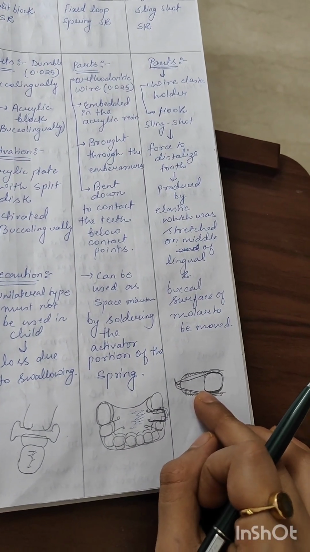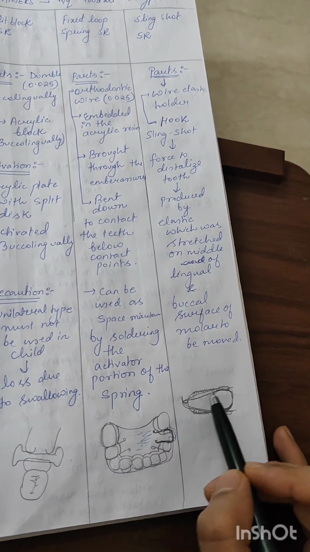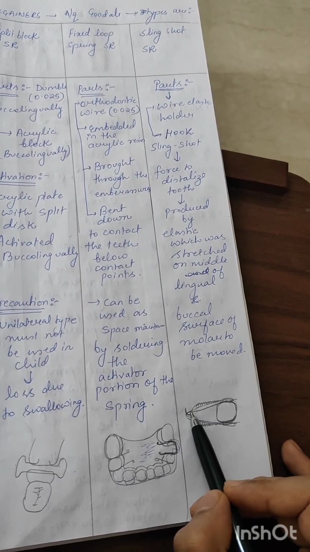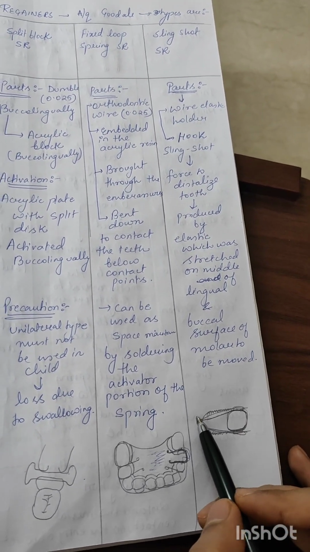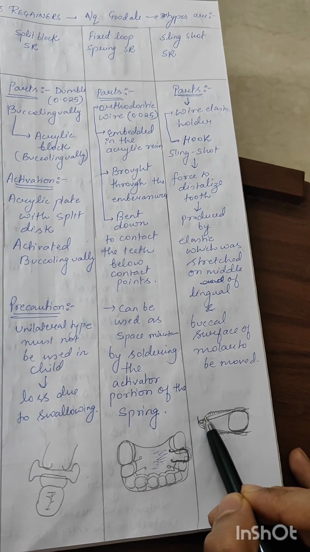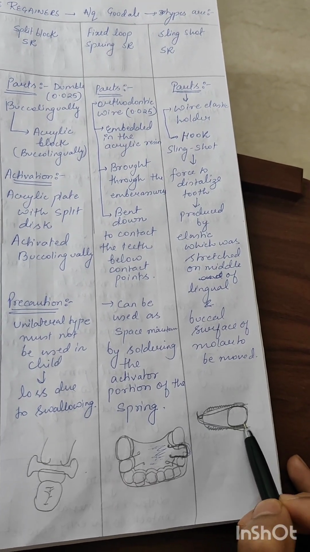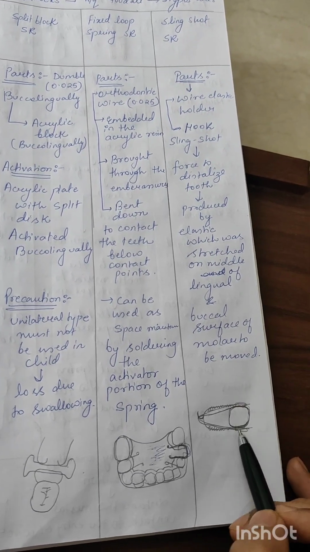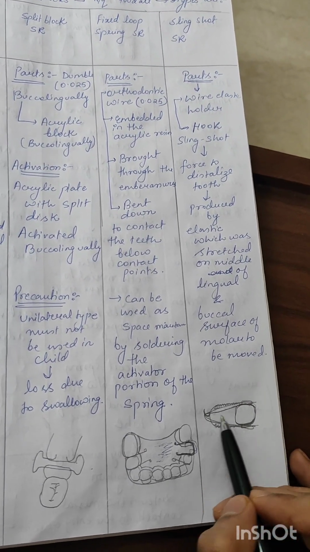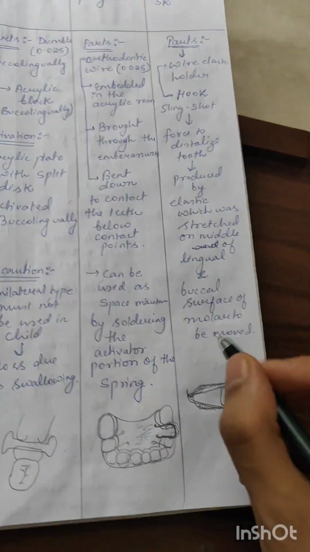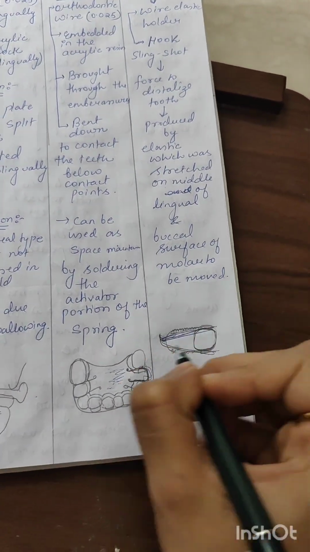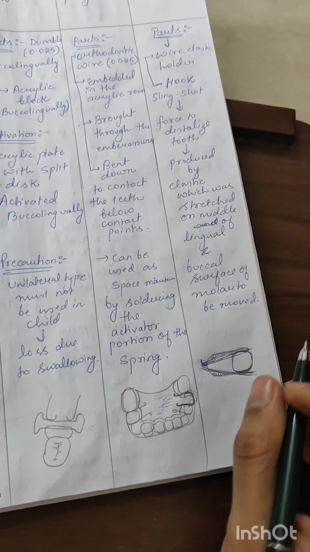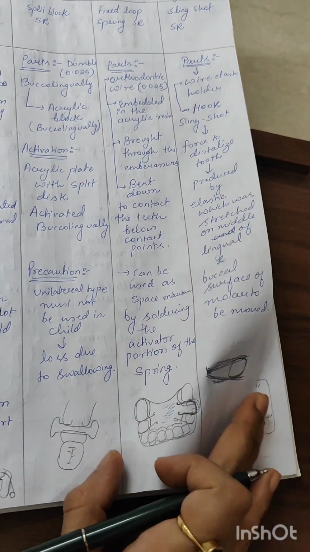Then last is the slingshot space regainer. It has got a wire elastic holder. This is my elastic holder, and this is a hook. What happens is a force to distalize the tooth, produced by elastic which is stretched on the middle of the lingual and buccal surfaces of the molars to be moved. You can see these two are my elastics, stretched over the buccal and lingual middle portion, on the tooth which has to be distalized.